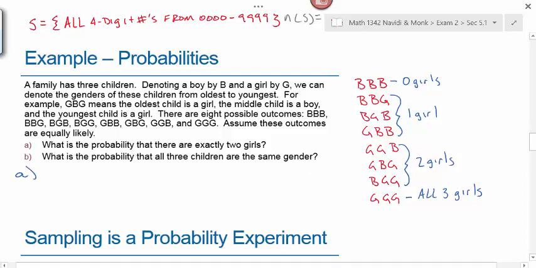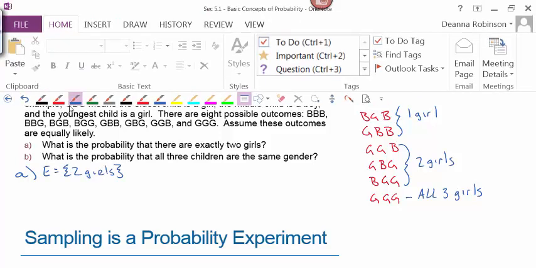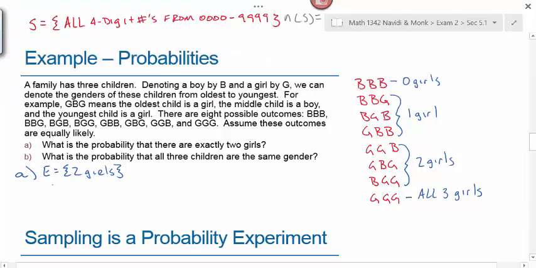For part A, we're asked what is the probability that there was exactly 2 girls? So our event is exactly 2 girls. How many ways can I come up with exactly 2 girls? That's the number of elements in my event. Look at our table over here. There's 3 ways I could come up with exactly 2 girls right here. I could have 2 girls and the boy last, or the boy in the middle, or the boy first. That gives me exactly 2 girls.